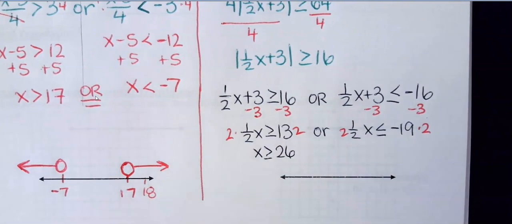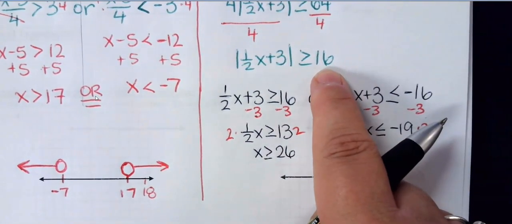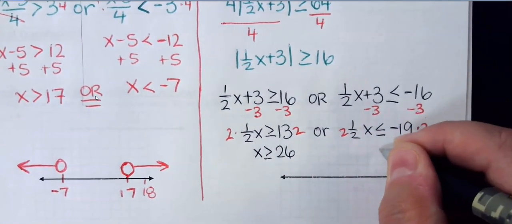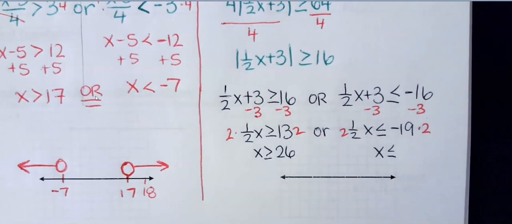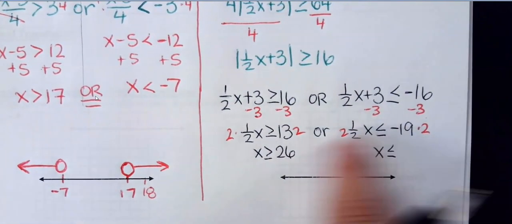That would give us numbers, if I'm looking at this inequality, strictly bigger than 16, like 17, 18, 19. On this side, you'd have x is less than or equal to, I'm going to get a negative number here, but I don't flip the sign because I multiplied by positive 2.